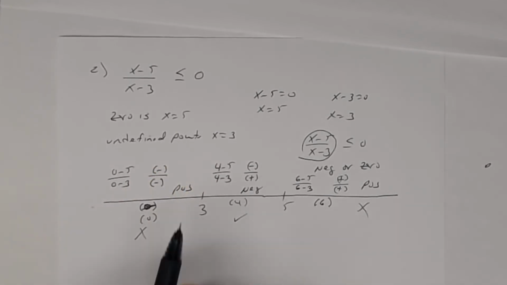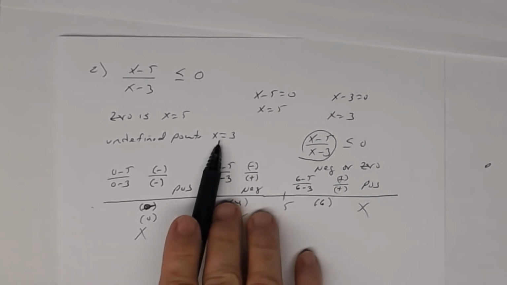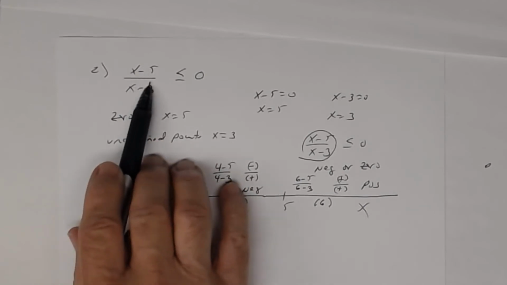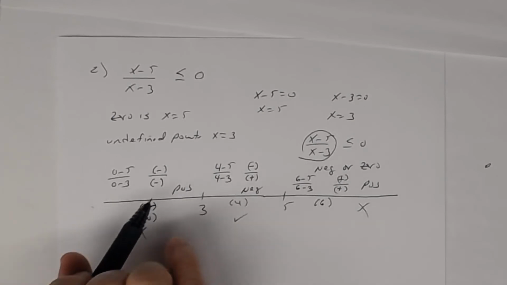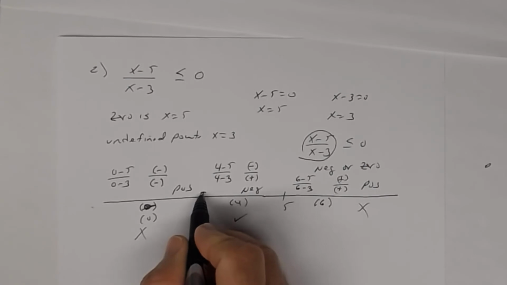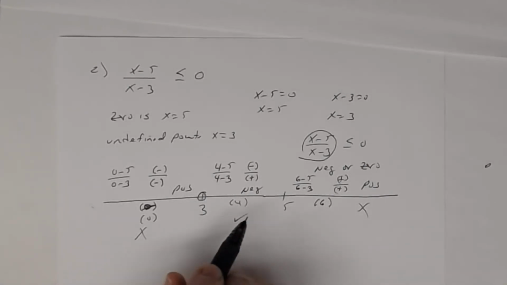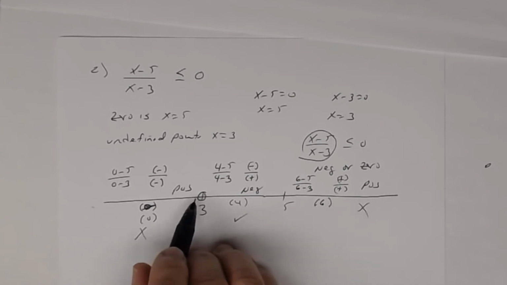So I'm going to ask you this question. For the undefined point 3, are you going to put a closed circle or an open circle? Based on our discussion before, you're going to remember that when x equals 3, it makes this rational expression undefined. So that means that this cannot ever be a solution, because it makes it undefined. So you're always going to have an open circle on the undefined point. It is the 0 that you need to be careful with, because the 0 can be open or closed. The undefined point is always open.